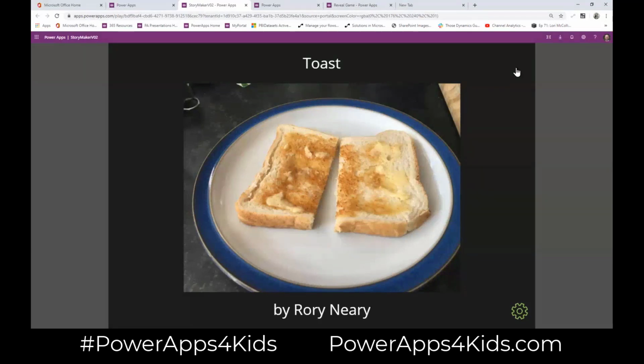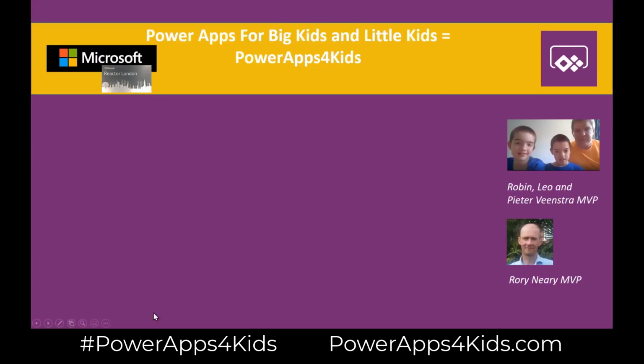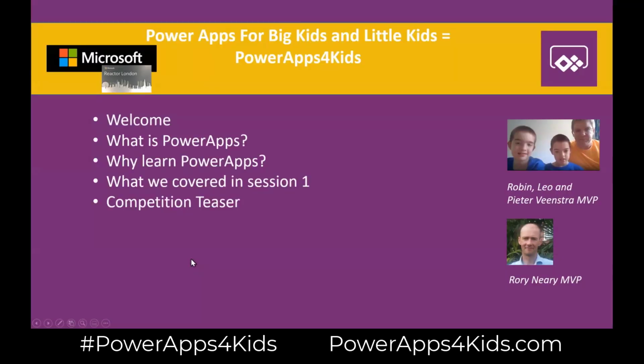So today's show, this is the center of it, and we are going to be learning about how to make a game of Noughts and Crosses, and it is the Veenstra family that will be showing us how to do that. So I am going to stop sharing my screen at this point, and I'm going to hand over to Peter, Leo, and Robin. Take it away.